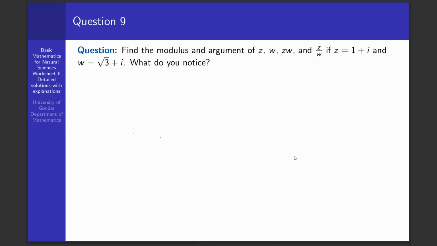The next question, question number 9. Find the modulus and argument of z, w, zw and z over w if z is equal to 1 plus i and w is equal to radical 3 plus i. And you are asked to put your observation at the end.